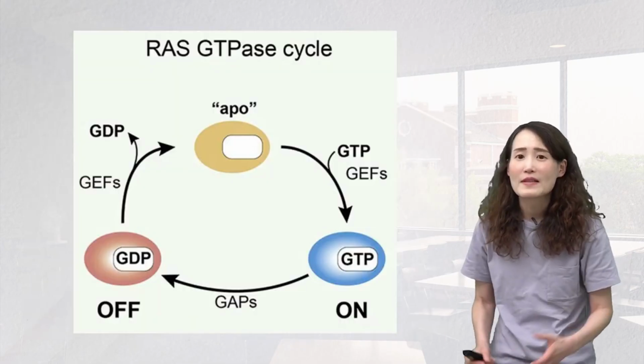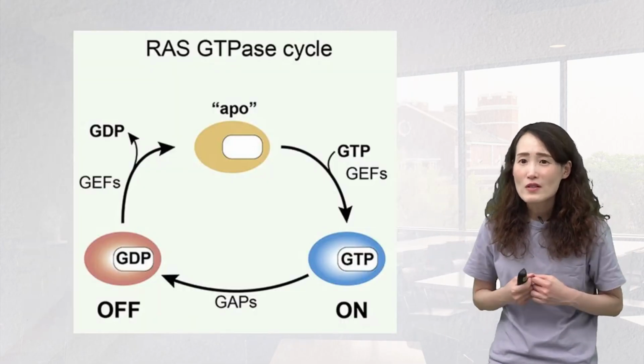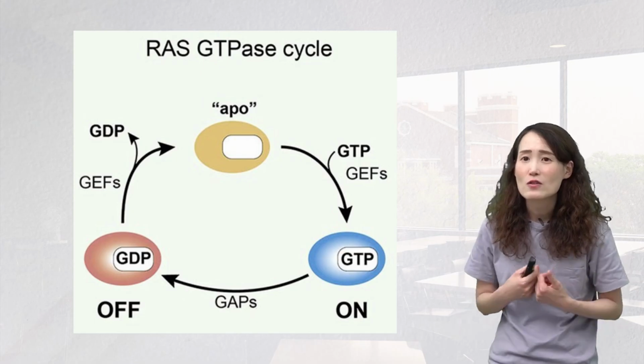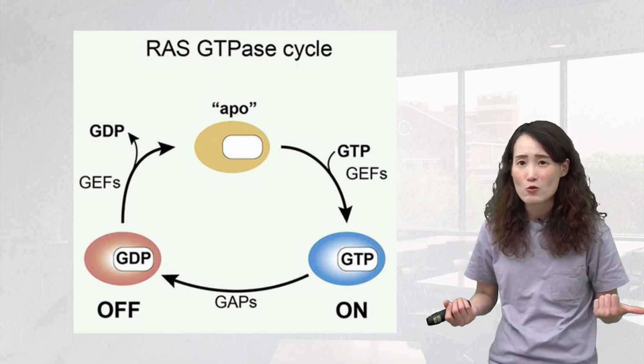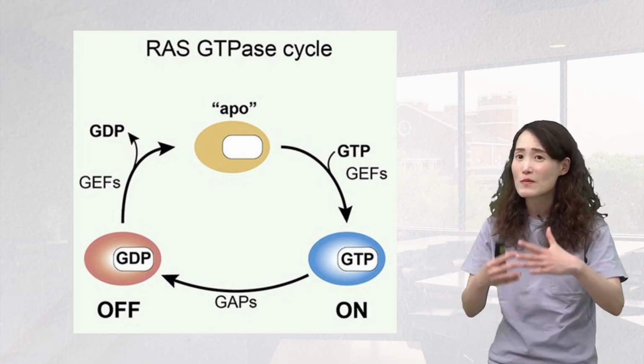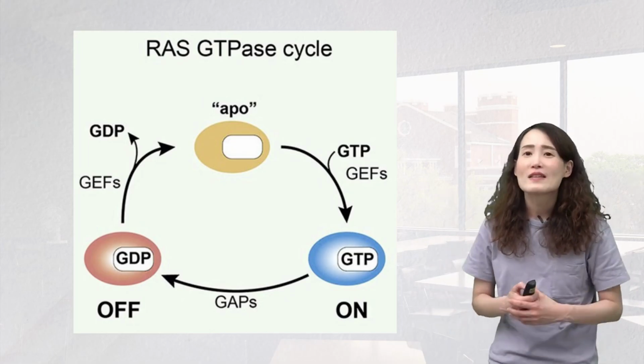Initially, the teacher mentioned V-RAS, which has some point mutations. In this case, it prevents GAP from approaching RAS. Then RAS will continuously remain in a state bound to GTP. Continuous activation of RAS means it can keep signaling for cells to proliferate. This is an example of a change in quality.